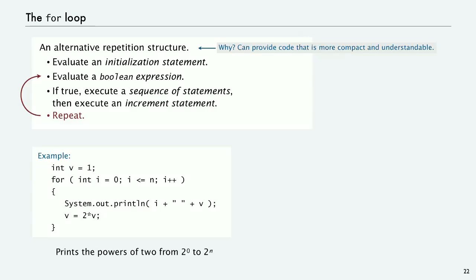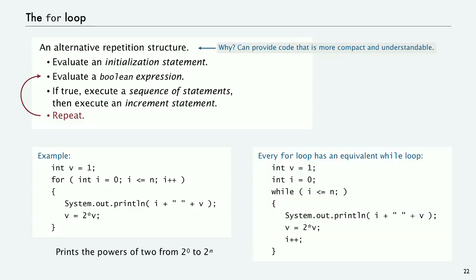So here's an example of the use of a for loop to print the powers of 2, from 2 to the 0 to 2 to the n. Initialization statement, well, we have a variable v equals 1 that's outside the for loop. But the for loop itself, inside the parentheses, has initialization statement, Boolean expression. Inside the braces, there's a sequence of statements. And then the last thing inside the parentheses is the increment. And it does these things in this order.